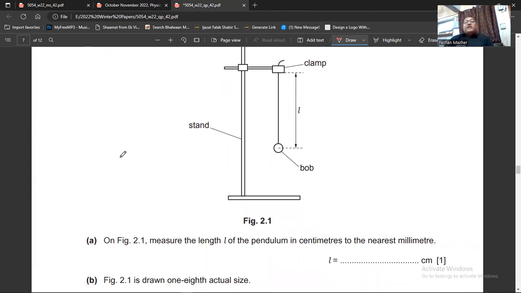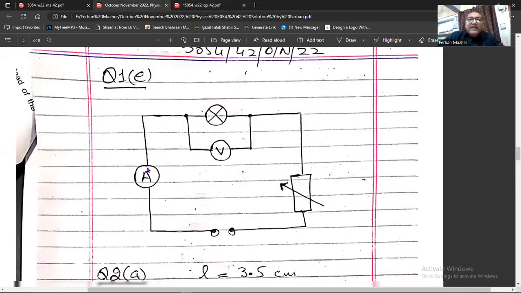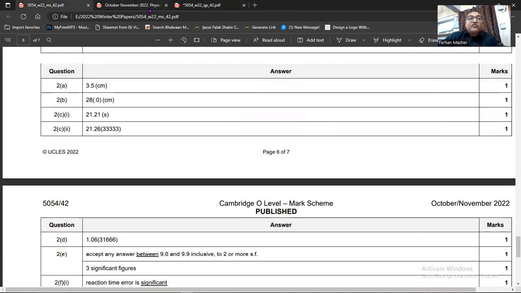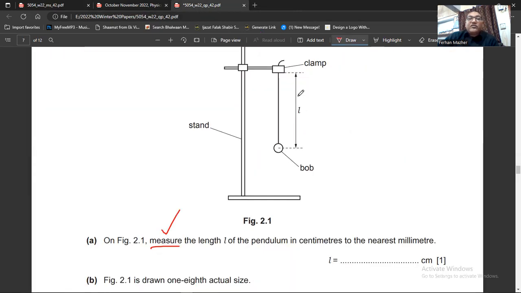On figure 2.1, measure the length L of the pendulum in centimeters, to the nearest millimeter. Okay, underline this word: measure. Measure means to measure with the instrument. So take a straight edge, or you can call it a scale, or some people call it a ruler, and measure on your paper. If you have a hard copy, how much is this with the help of the scale? So I measured it and I found it to be 3.5 centimeters. 3.5 centimeters is the right answer, sir. The length is 3.5.